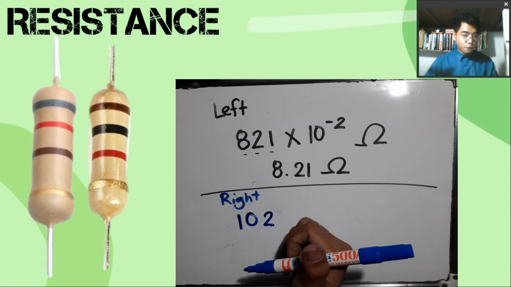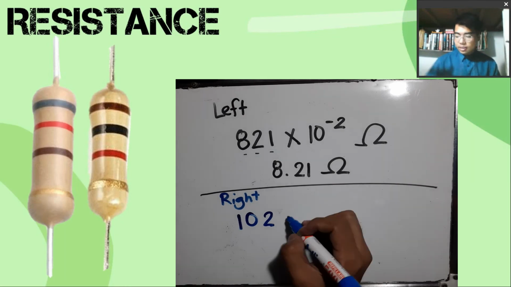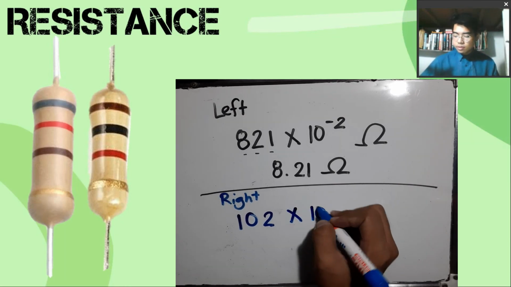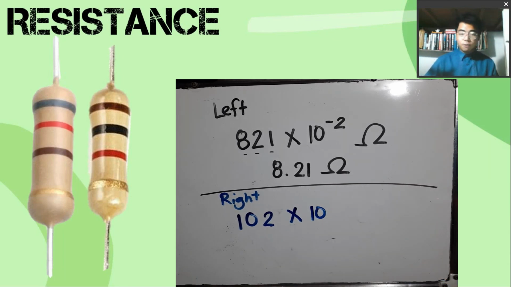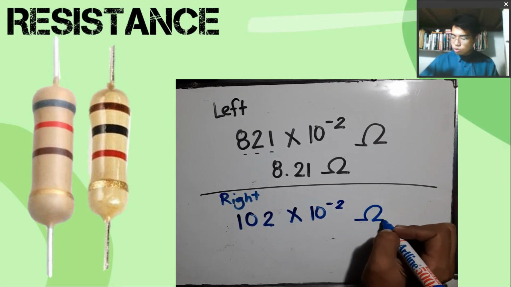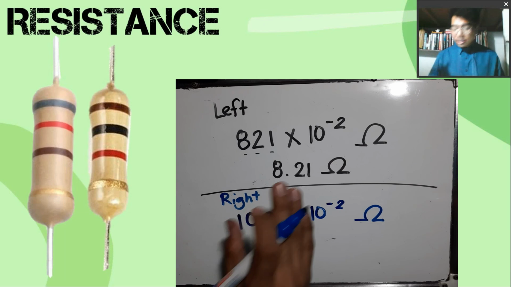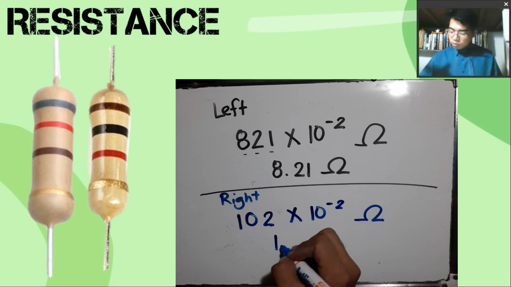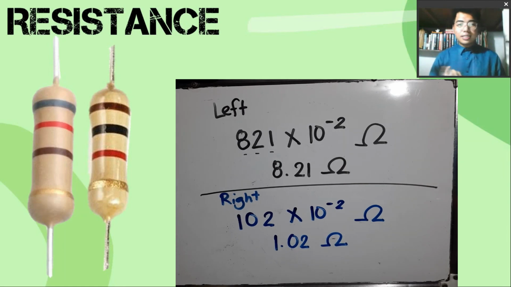Since there is no fifth and sixth band, we only have the fourth band. It is now equivalent to color gold, which has the multiplier value of 10 raised to negative 2 ohms. Or, once again, if you remove the scientific notation, this value is equivalent to 1.02 ohms. So that is how simple it is to get the resistance of the different resistors if you have one at home.